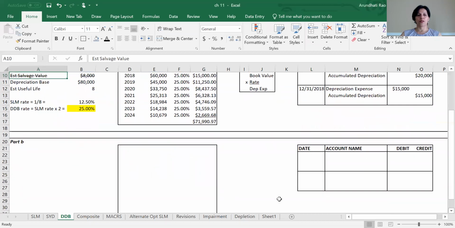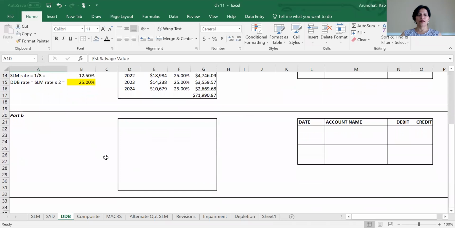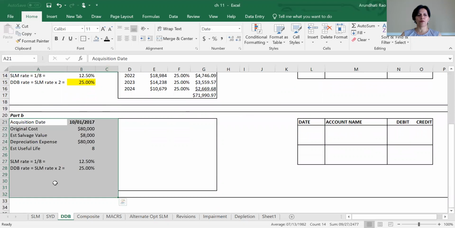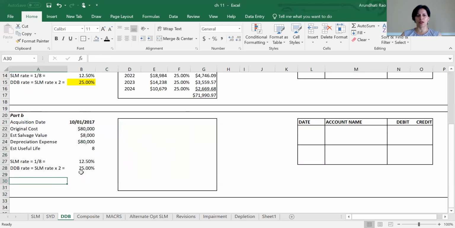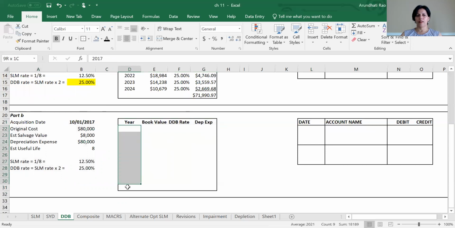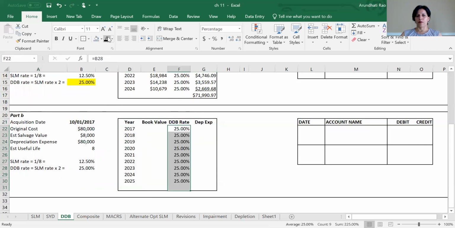Again, in this exercise, I'm going to start out by identifying all the pertinent information. It's all the same as the previous one, so I'm just going to copy all that information down here. So I have the exact same information over here. I'm going to create my table. Again, the years are the same. The rate is the same. The starting point is going to be the same number, that 80,000. That hasn't changed.